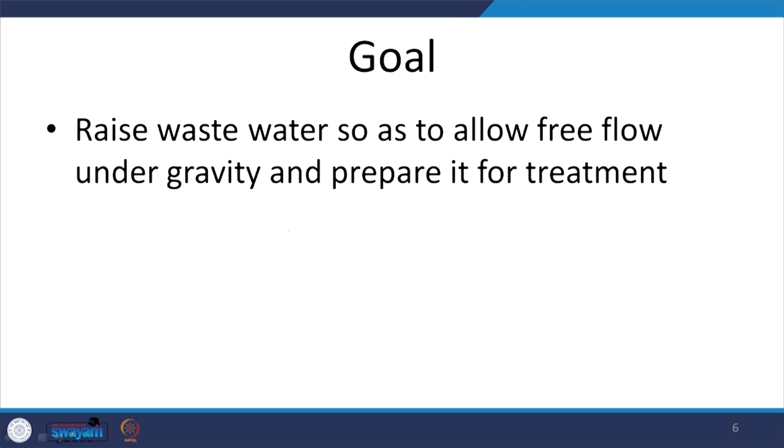So, the goal of this headworks and preliminary treatment. The primary goal is to raise wastewater so as to allow free flow under gravity, and also prepare it for treatment by removing the grit or the particles that can mess up my machinery, right. I also do not want plastic waste and such to go into the stream, that is the river. Other than that, I also do not want to have high maintenance in my plant, let us say, right. So, I need to look at preparing the wastewater for treatment. So, that is my primary goal.